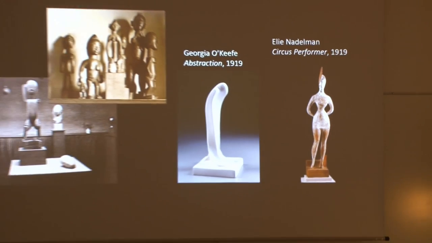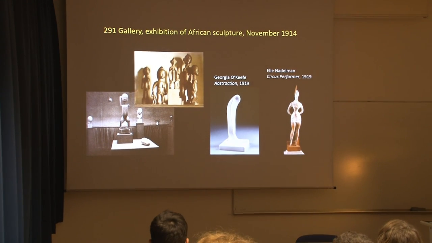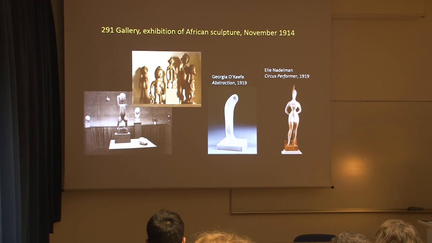The exhibition that had the greatest impact on modern expressionist sculpture in America was the exhibition of African sculpture held at Stieglitz's 291 Gallery in November 1914. It was a loan show from a London gallery and directly affected Arthur B. Davies, who began carving wood immediately afterwards.